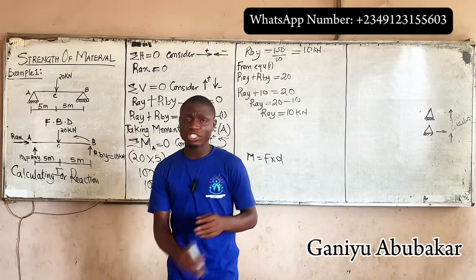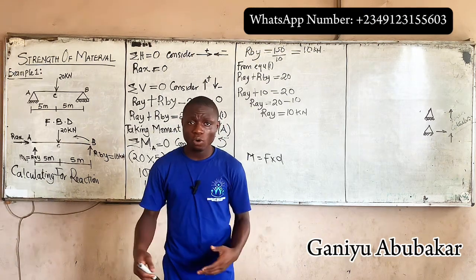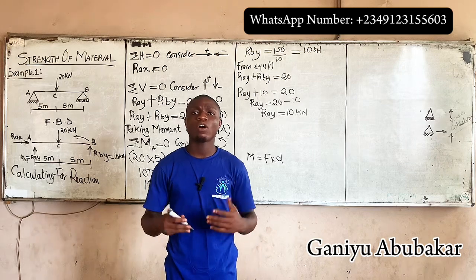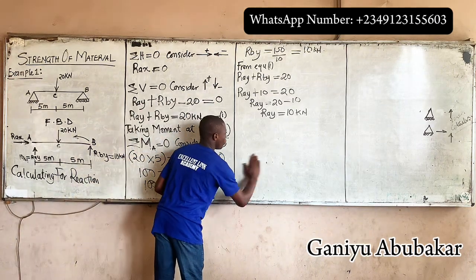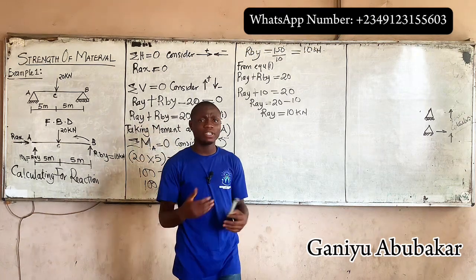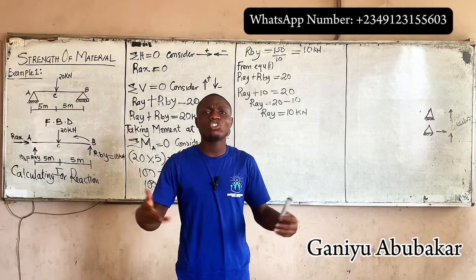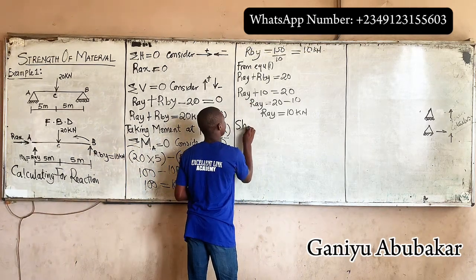When I'm done with this reaction, what's the next task? Let's do shear force and bending moment calculation. At this point, I have the values for my reactions: RA is 10, RB is 10. When we're done, what's the next task? I'll do the shear force calculation.